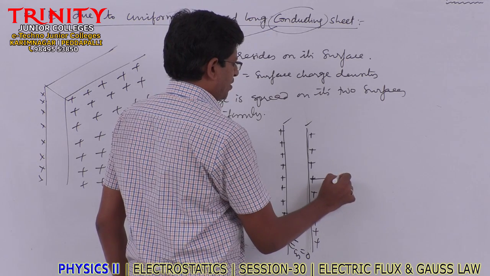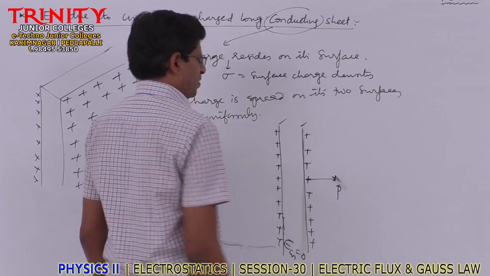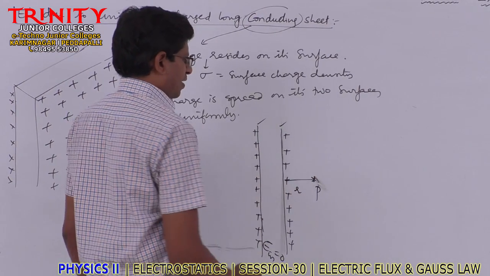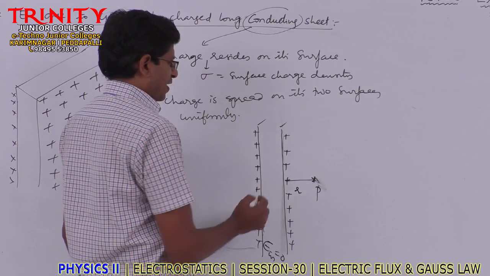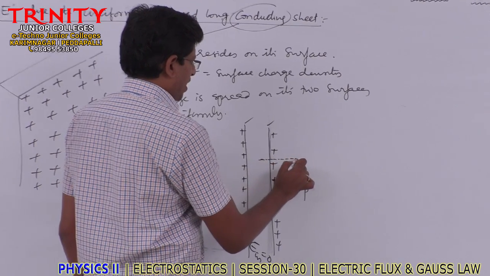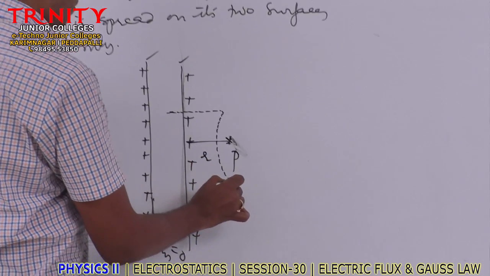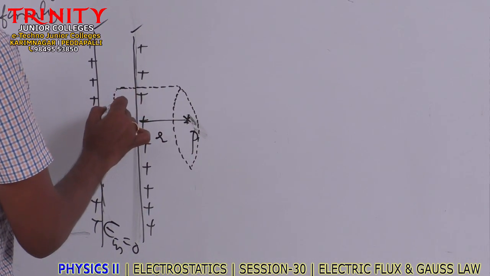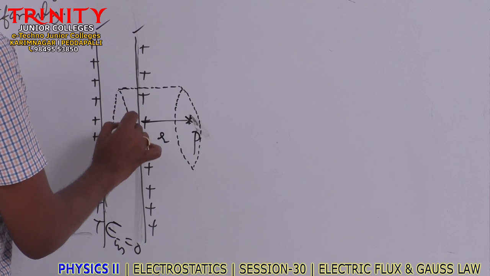Now, if you consider point P as before, that's the goal here. Consider a point P at some distance from the sheet here, let us suppose R. And what we do here is, we construct a Gaussian cylindrical surface similar to that. But there is a difference here. We construct only this cylindrical surface.